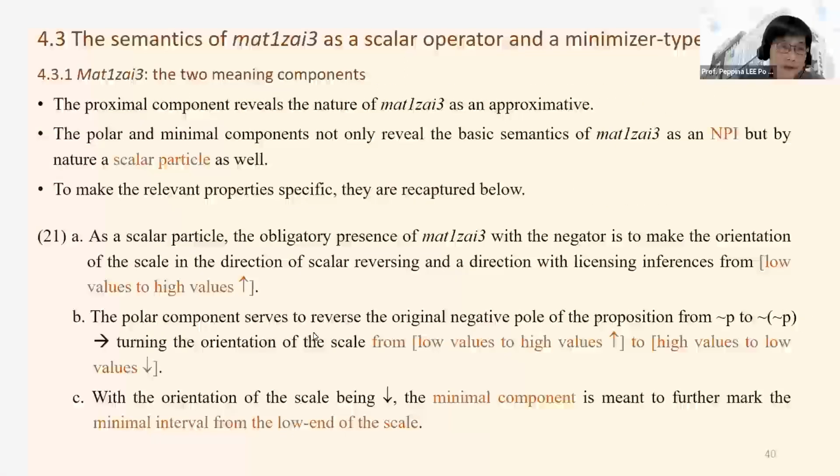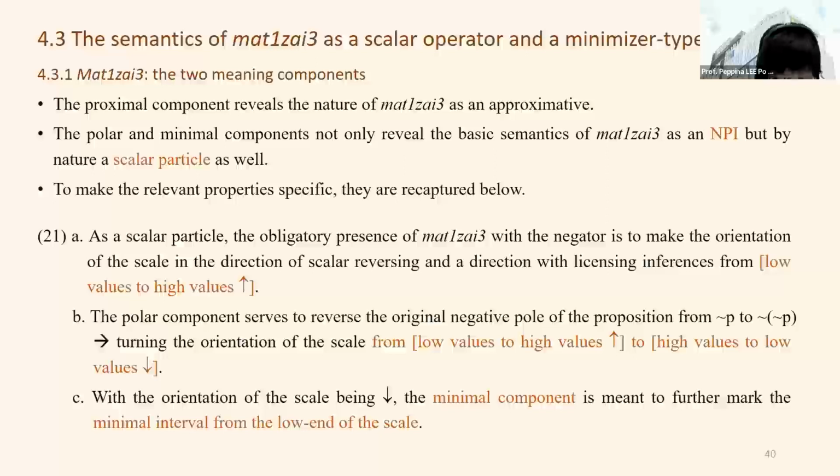Okay, so before we move on to the actual examples, let's see, if we assume scalar ordering in that way, what impact we will have on Matzai first. And then after that, we'll use the actual sentences to prove that the analysis works for Matzai. The framework is shown in 4.3.1. First, the two meaning components of Matzai. Firstly, consider the meaning components which we mentioned earlier. As an approximative, the proximal component gives rise to the meaning of proximity, which asserts that things came close to, in the case of Matzai, negative p being the case. The proximal component is close to any previous literature which we mentioned about proximity.